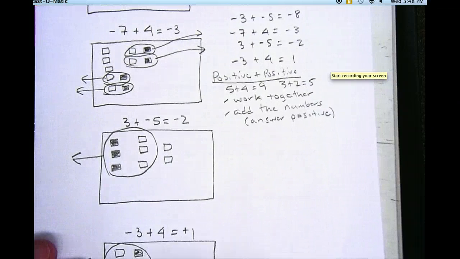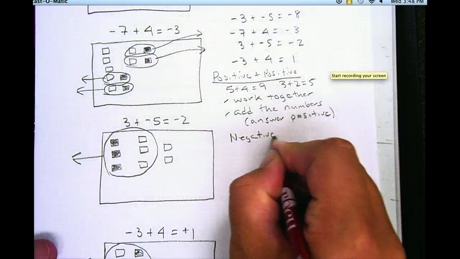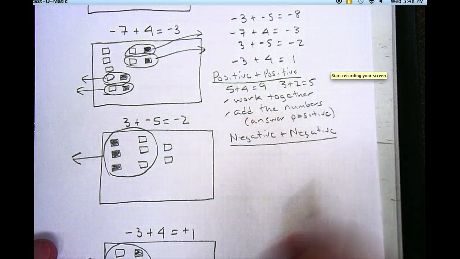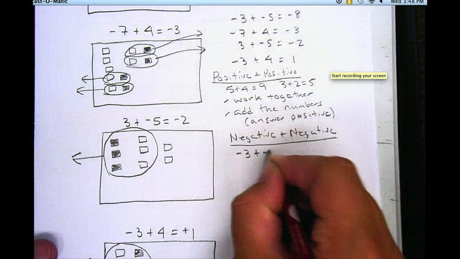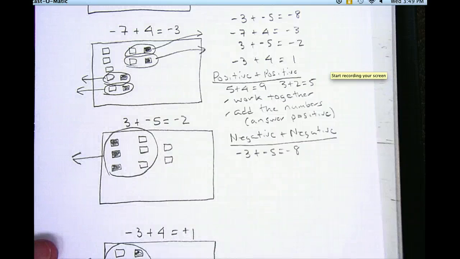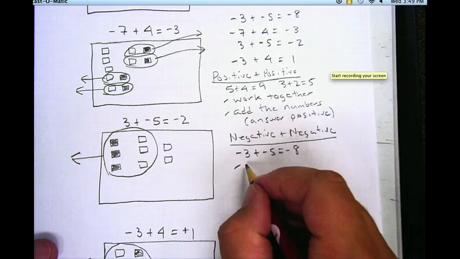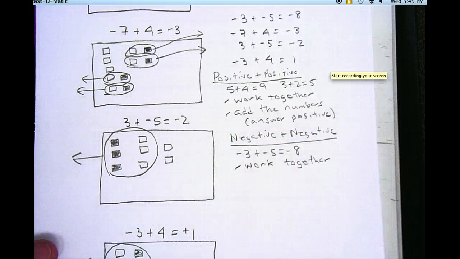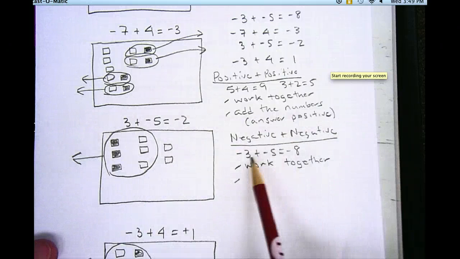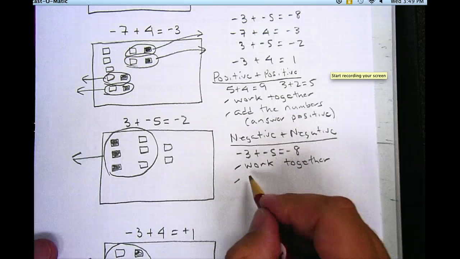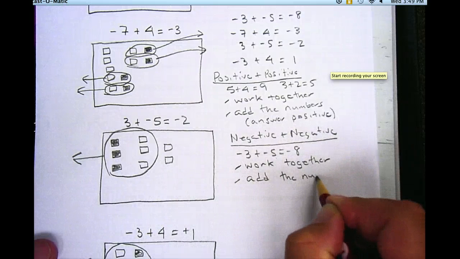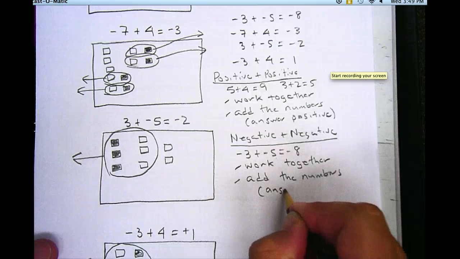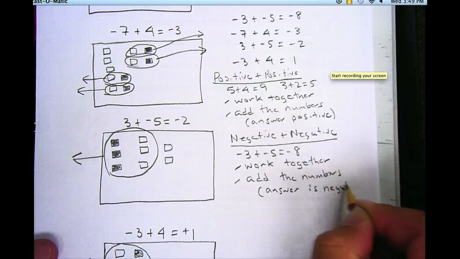Another case that we have where they work together is a negative plus a negative. An example that we did above of a negative plus a negative was -3 plus -5 is equal to -8. Okay, again, like I just said, I would say that these work together also, because the signs are the same, so they work together. And what I do when they work together, what I'm doing with the 5 and the 3, is I'm just adding them up. So I add the numbers, and when they're both negative and I'm adding, my answer is negative.